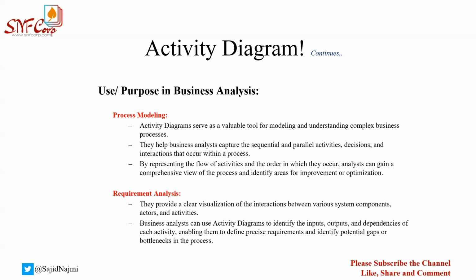The next line says business analysts can use activity diagrams to identify the inputs, outputs, and dependencies of each activity, enabling them to define precise requirements and identify potential gaps or bottlenecks in the processes. Yes, we just spoke about these things in detail. Input means what we are using as something that we have to process and find some solutions. Your input could be the requirements from the different sources that you're getting. You may have requirements from so many different sources. You're collecting all those sources. All those sources are the input for you.